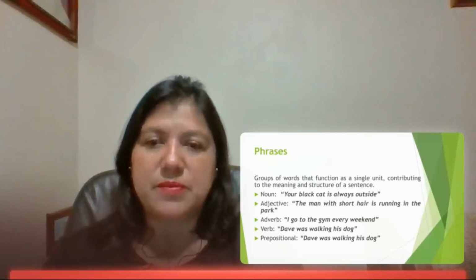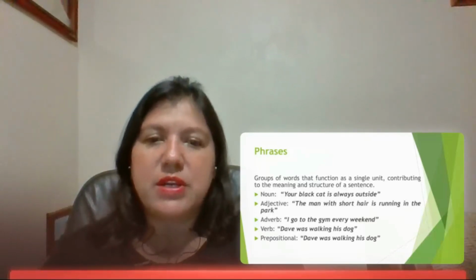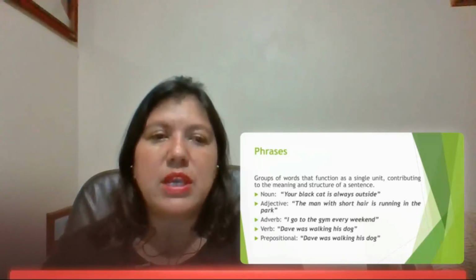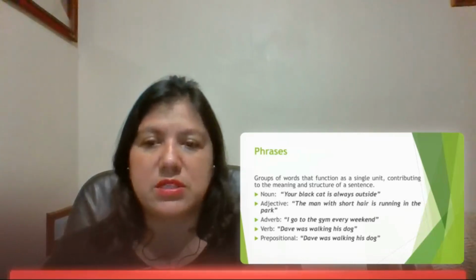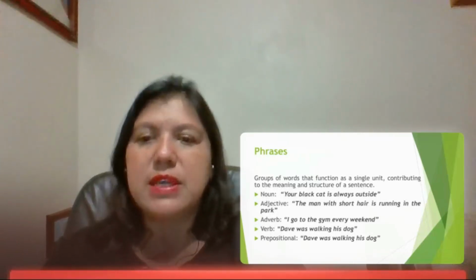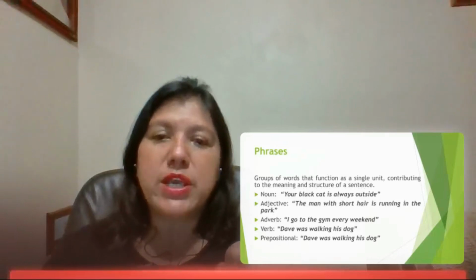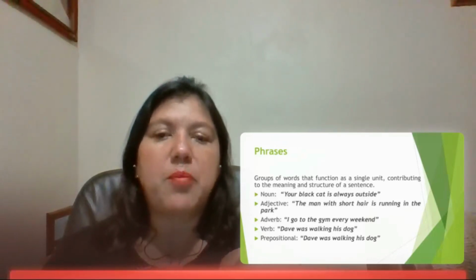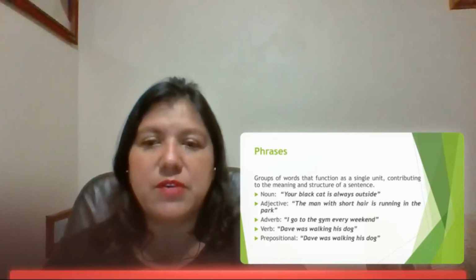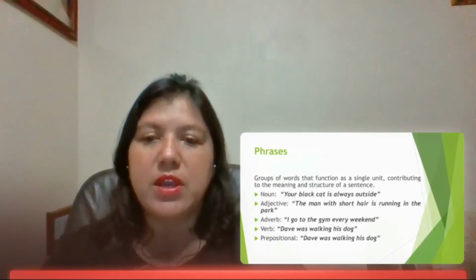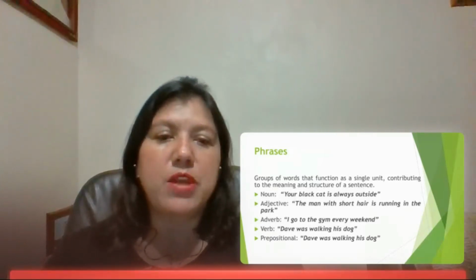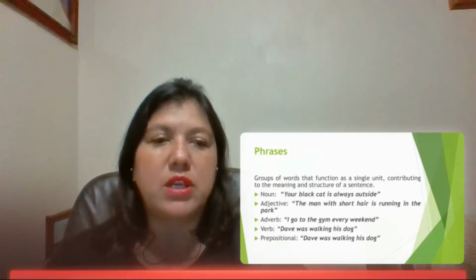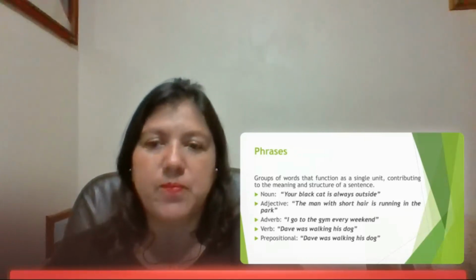Example of adjective. Remember that an adjective phrase is a group of words containing an adjective that describes a noun or a pronoun in a sentence. An example of this is: the man with short hair is running in the park. The adjective phrase is short hair. It appears after the noun and is used to provide more detail about the noun, in this case, the man.